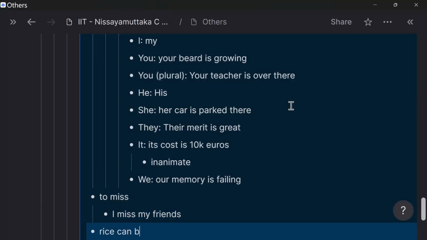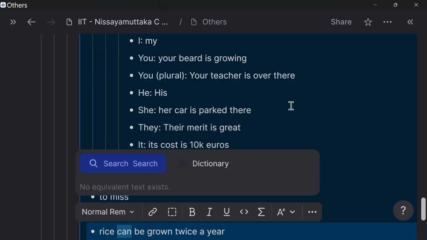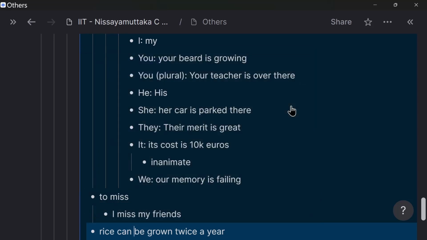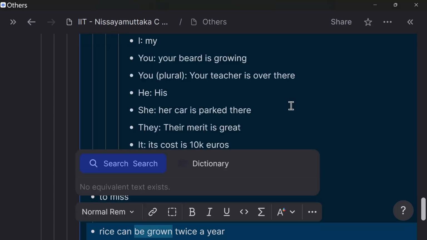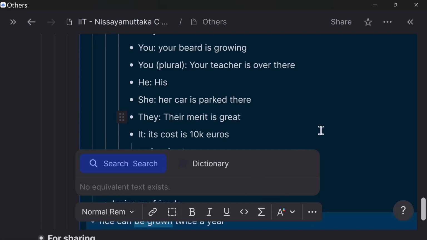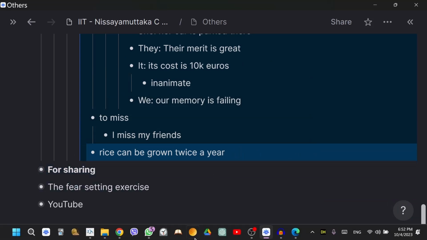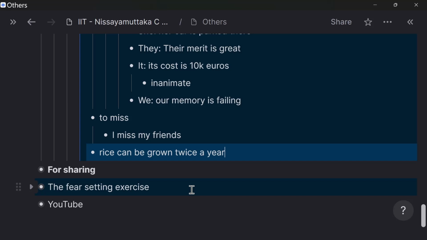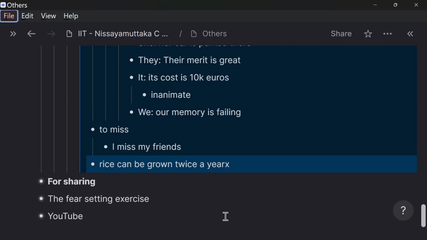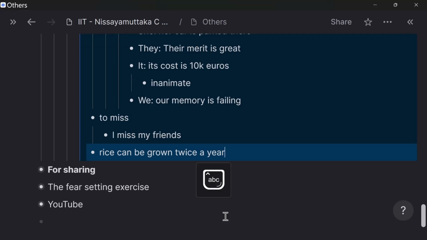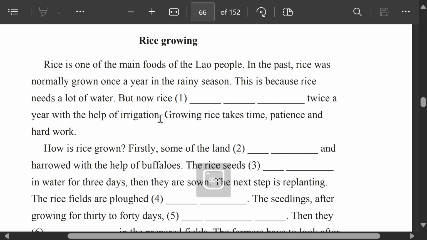Rice can be grown twice a year. It's passive, you see? It's present. It can. And then here comes the "be grown," the passive. It can be grown twice a year. It was a little difficult, this one. It's the passive. Twice a year with the help of irrigation.